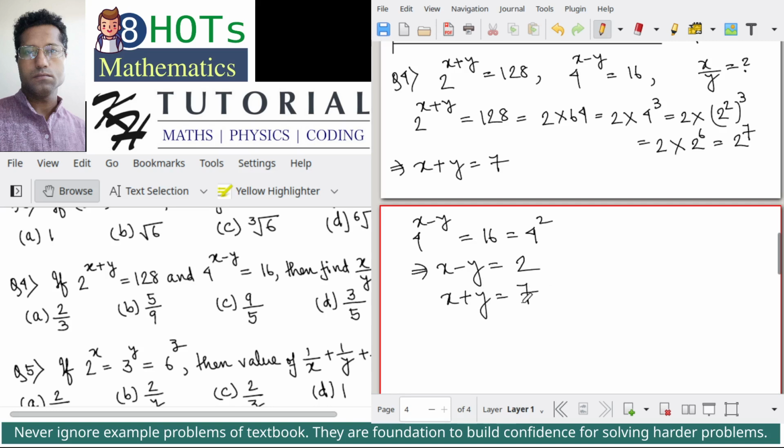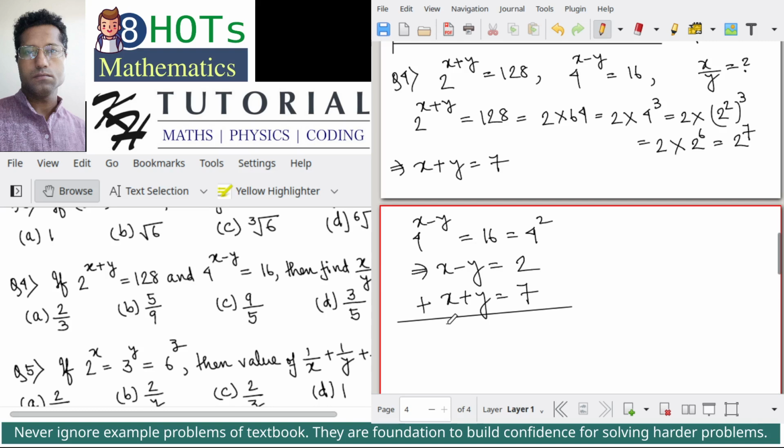Now the way we solve, if we have two equations in two variables, in this case the two unknowns are x and y, just like x minus y is equal to 2 and x plus y is equal to 7, the simplest way to solve is to add up these two equations. We will get a new equation where the LHS will be the sum of the LHS of these two equations, and the RHS will be the sum of the RHS of these two equations.